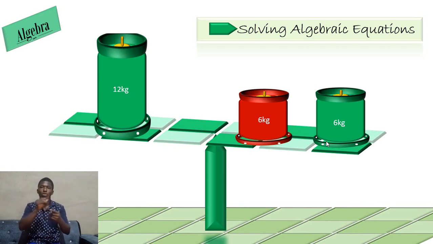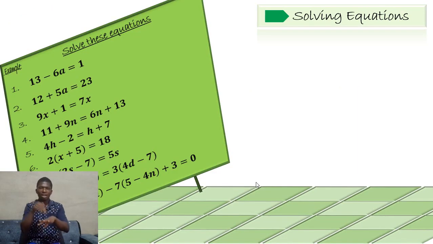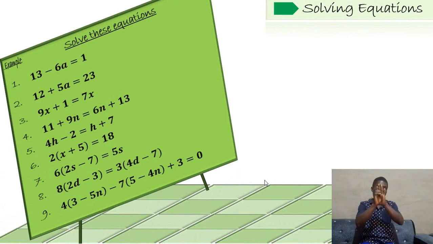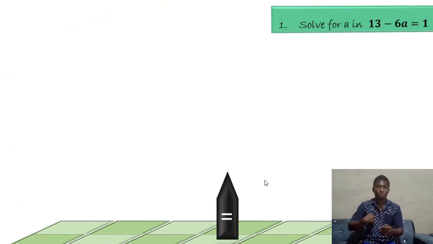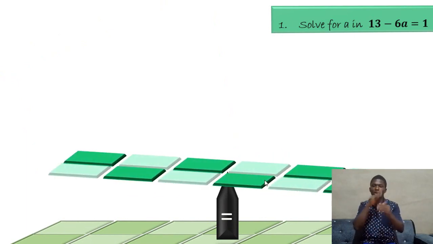this algebraic equation. We're going to be bringing some things from one side to the other side, and vice versa. So, looking at the following examples, considering examples 1 to 9. Wow, that's a lot of examples. So, question 1 says we have 13 minus 6a equal to 1, right?